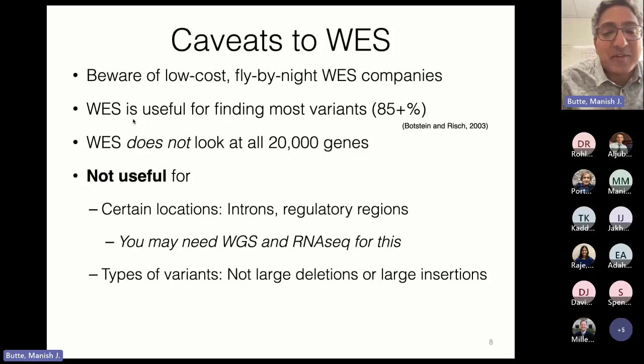So just be aware that you're not going to find all the answers, but a lot of the genetic diseases can be found. For example, if a variant occurs in an intron that affects the splicing of a gene, that may not show up on exome sequencing. You may need to go into genome sequencing or RNA sequencing to identify those variants. The other thing exome sequencing misses is a deletion where an entire exon is clipped out. You may need to move to genome sequencing or chromosomal microarrays, depending on the size of the deletions.